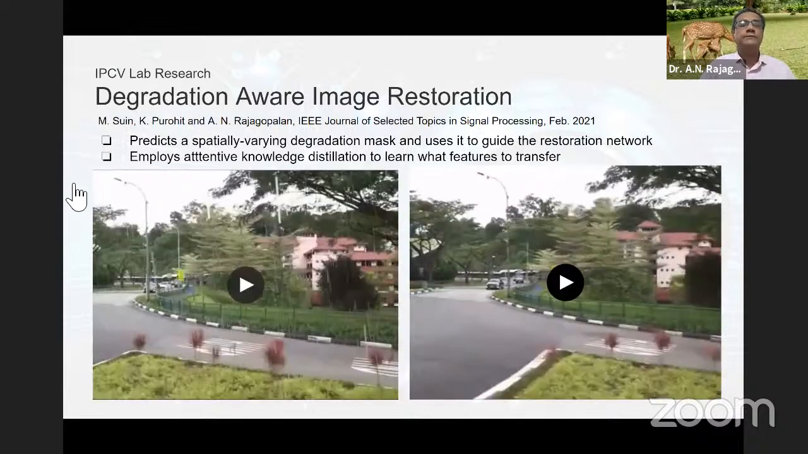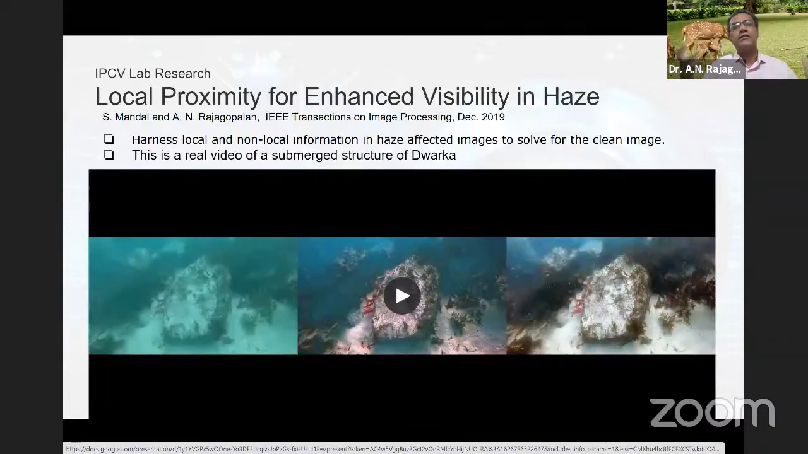Moving on. The next one that we did was, again, unpaired. In all these cases, you don't have a clean image. For example, you don't have a database where somebody took a scene on a day when it was very nice, no rain, and then from the same viewpoint, the same person took another picture when there was rain. It's impossible to have situations like that.